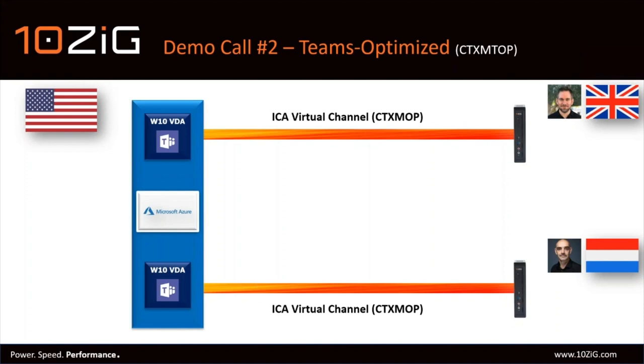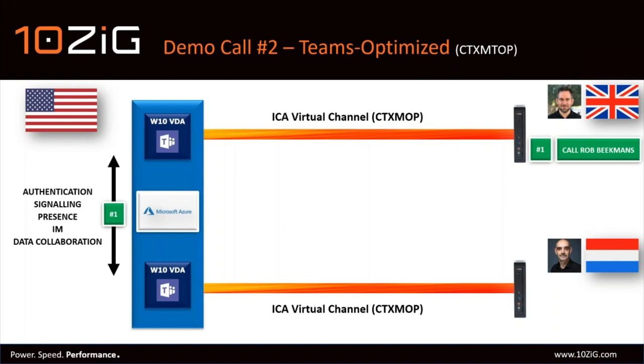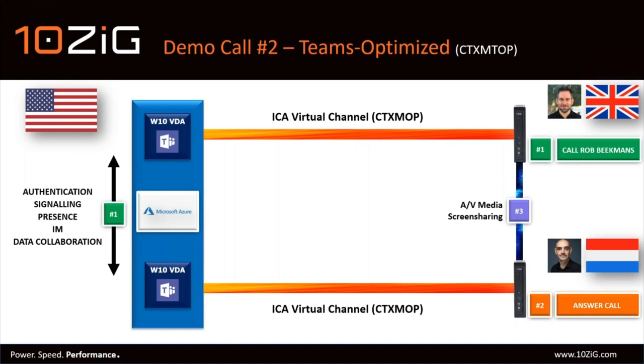So at the point I call Rob, again, the signaling is performed between the two Windows 10 VDAs running Teams, but also the HDX Teams process running on both endpoints is going to negotiate the preferred path and audio video devices, as we saw in Rob's earlier slide. So at the point Rob clicks answer, our video and audio will establish preferably a direct path between both peers, or worst case, a transport relay local to our physical endpoint location.